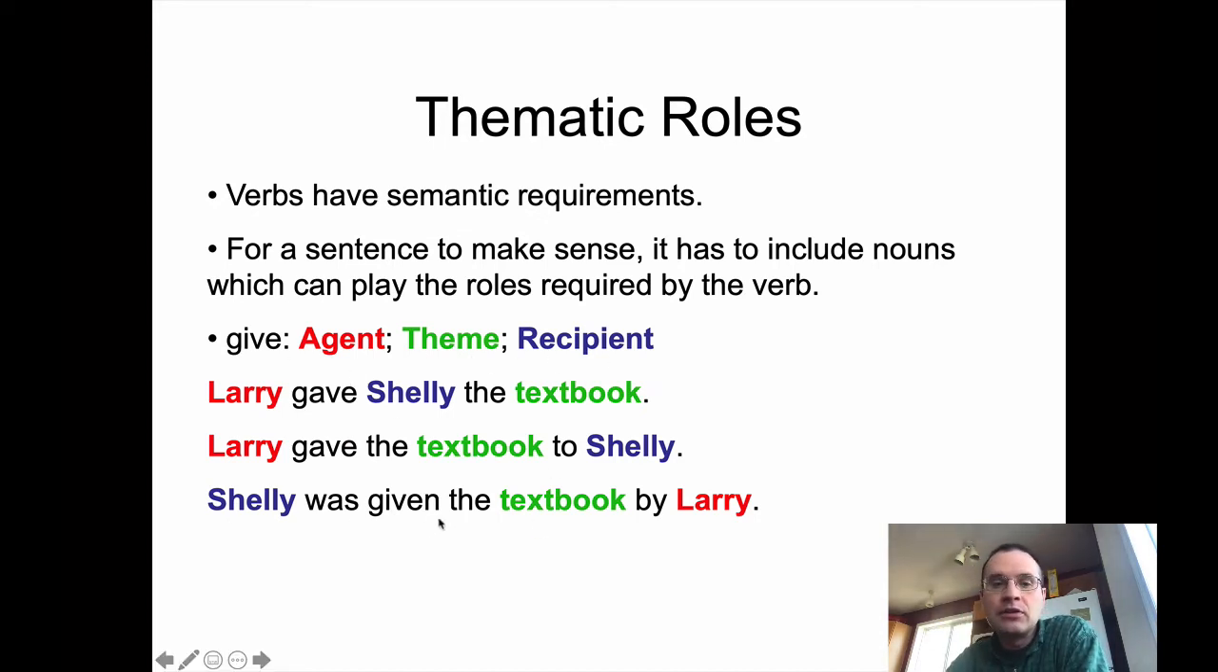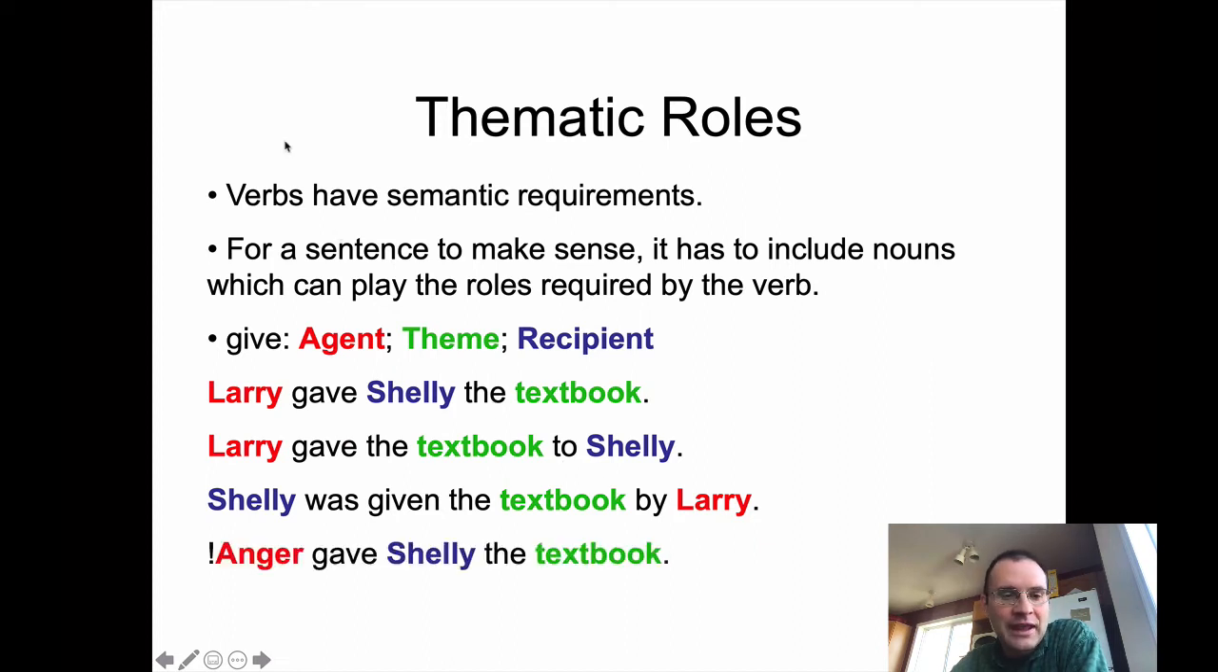You can turn this into the passive voice. We didn't look at that much in syntax, but in passive voice sentences, what is normally the object, or in this case, the recipient, turns into the subject of the sentence. So Shelley was given the textbook by Larry, and the agent here is in a prepositional phrase embedded lower down in the sentence. Still playing the role of the agent, though.